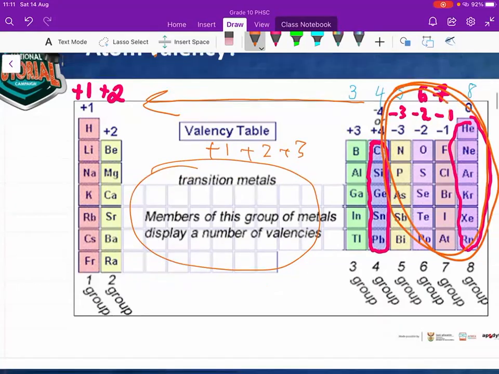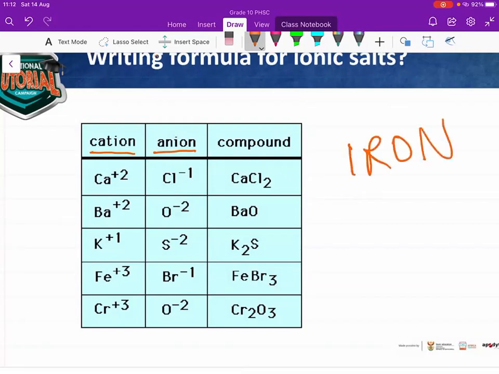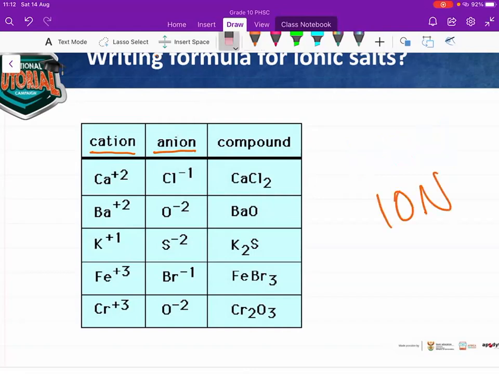Okay, so we call a positive ion a cation and a negative ion an anion. And we're not talking about iron as in the iron you use to iron your clothes with, or the metal iron. We're talking about ION. That means an atom that has lost electrons or gained electrons to get a positive or negative charge.